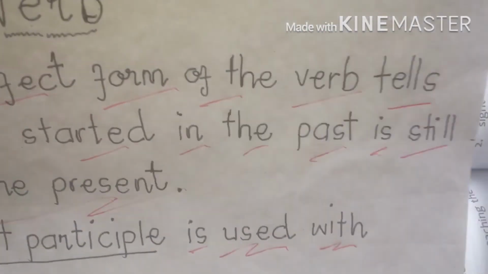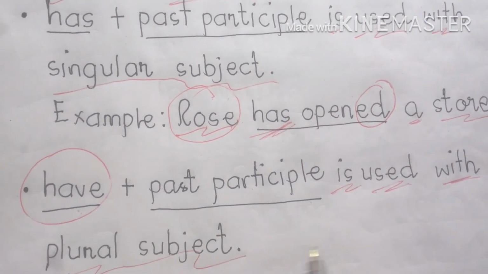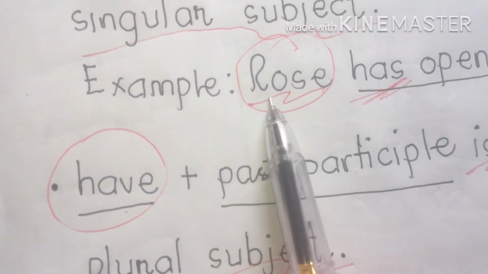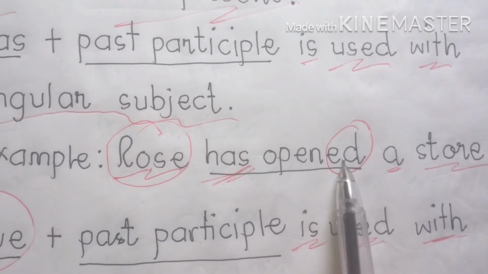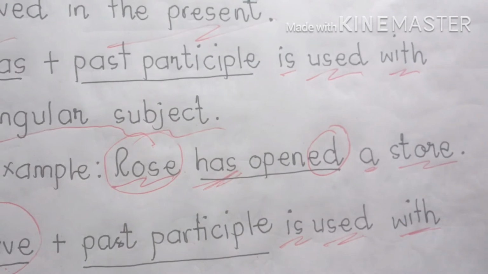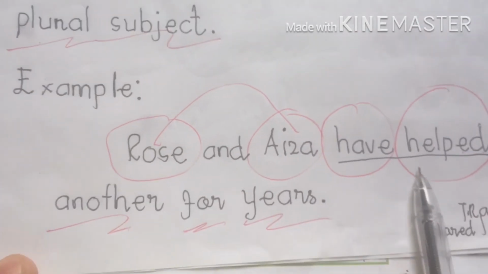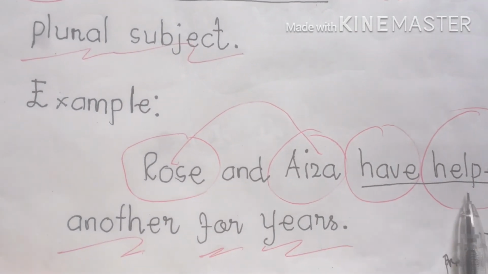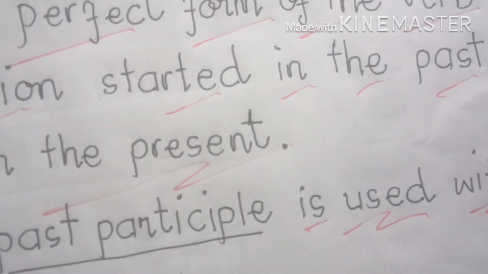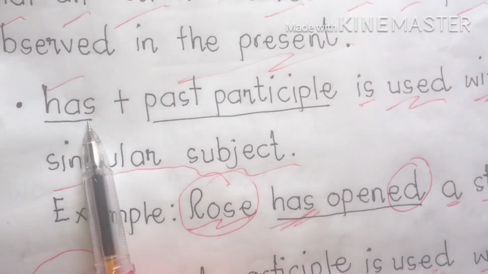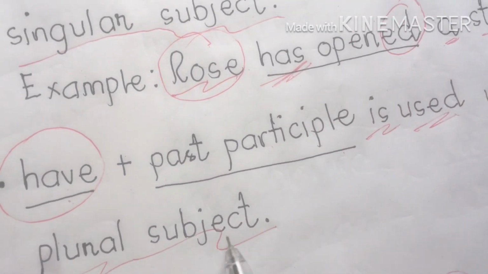Just like the first example using sentences with has and have. For example, one, Rose has opened the store. Okay, opened is a regular verb. That's why we add ed. So take note, my dear class, we have two types of verb, which are irregular and regular verb. Next, Rose and Isa have helped one another for years. Help is a regular verb. That's why we add ed, class. So again, my dear students, when do we use has? Has is used with a singular subject. Have is used with plural subjects.